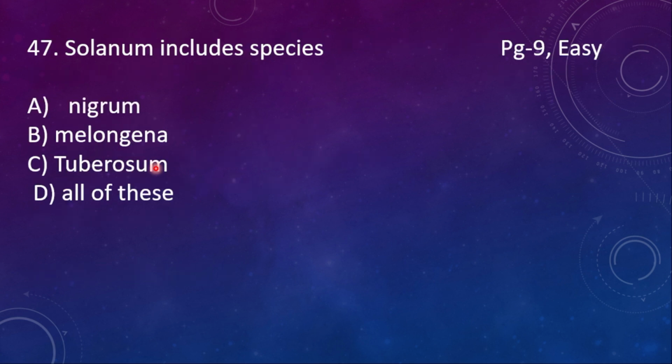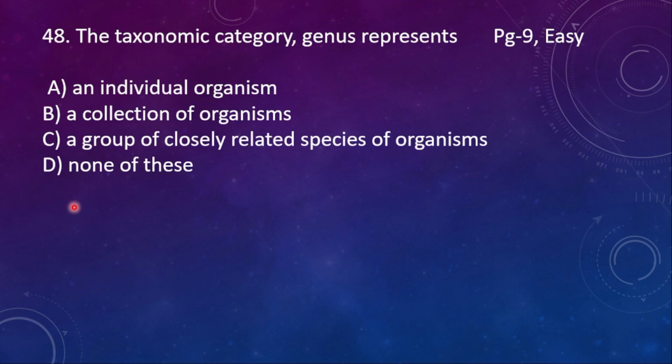Next question, 47th question. Solanum includes which species? Solanum nigrum, melongena, tuberosum. All of these three are under the genus Solanum only. So the correct option will be all of these.